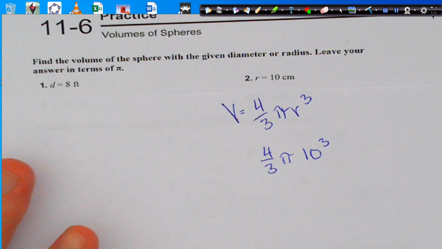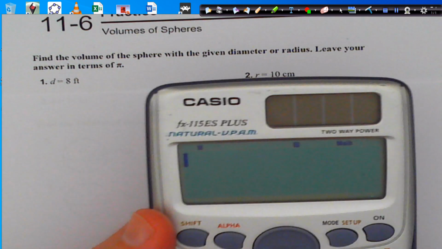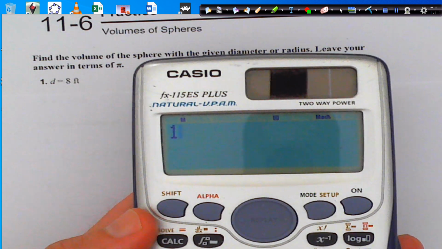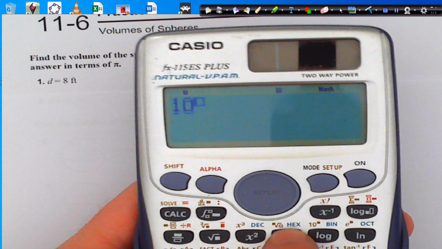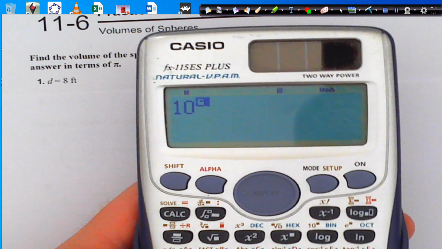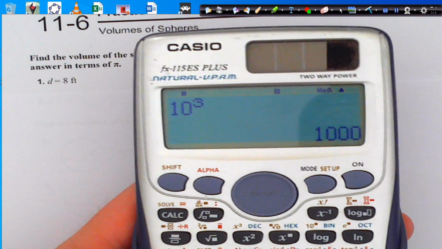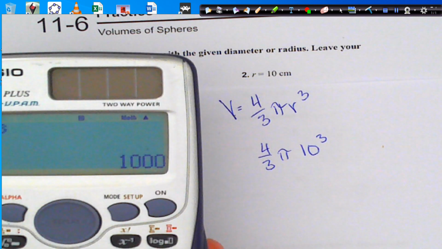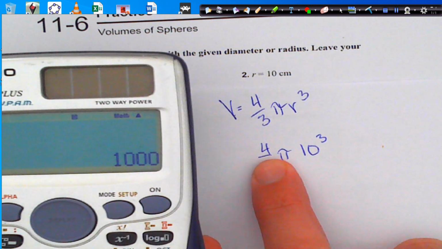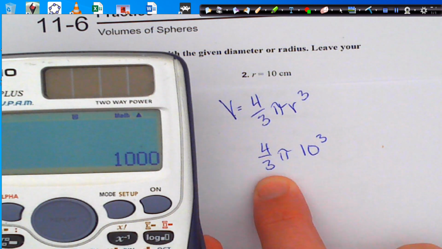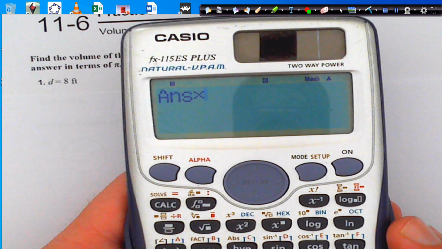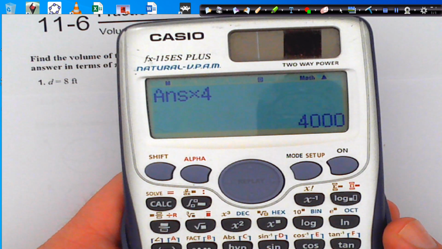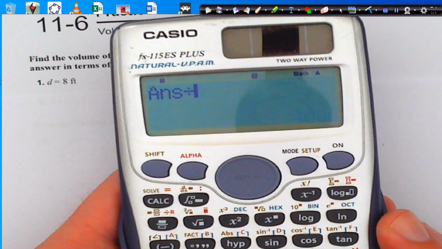I'm going to show you the math I do on my calculator for this. You can do 10 times 10 times 10, but I have this little up function button right here. So I put it to the third power. I evaluate that part first, then multiply by the number 4, and then divide by the number 3. So I multiply that by 4, so that's 4,000, then divide by 3.